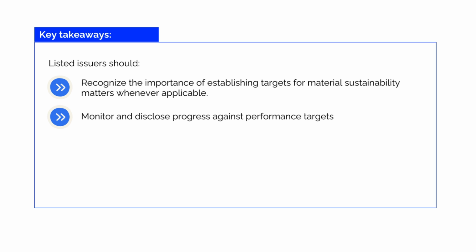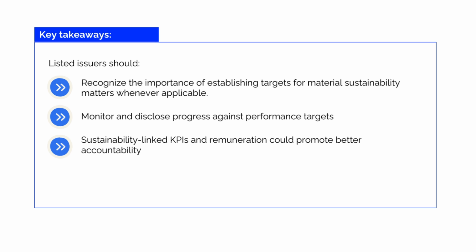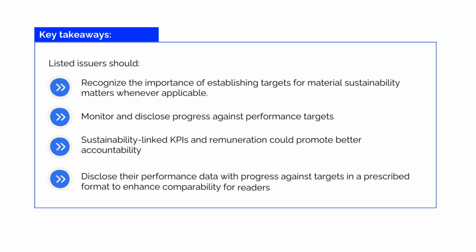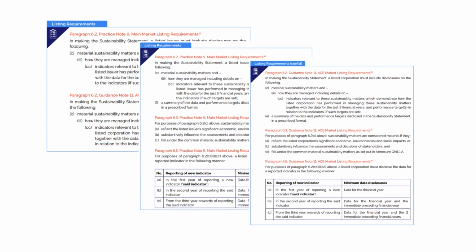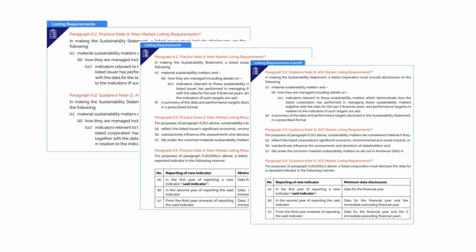It is also crucial for listed issuers to understand how sustainability-linked KPIs and remuneration could promote better accountability related to sustainability matters. Additionally, listed issuers should disclose their performance data with progress against targets in a prescribed format to enhance comparability for readers. By addressing all these aspects mentioned in this chapter, companies effectively comply with Bursa Malaysia listing requirements.